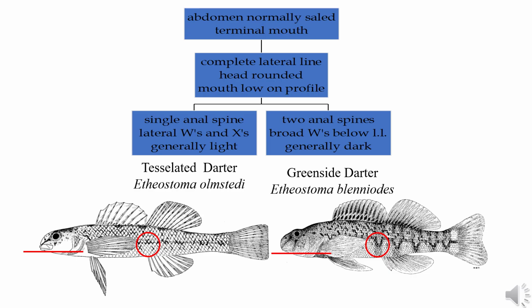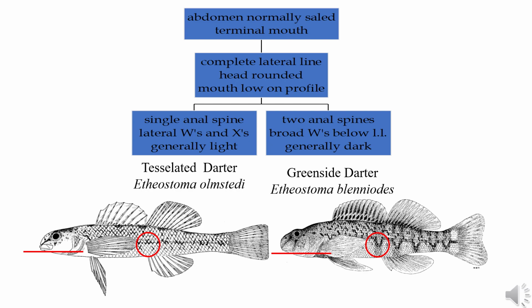Now, if it has a complete lateral line and the head is very rounded rather than being pointed, that means the mouth is low on the profile. That will point us to either a tessellated darter or a greenside darter. Now the tessellated, this is a very common darter, very hardy. You'll find it in a very wide range of habitats. Does like sandy bottoms, but again, hardy. I found them in lakes and ponds even.